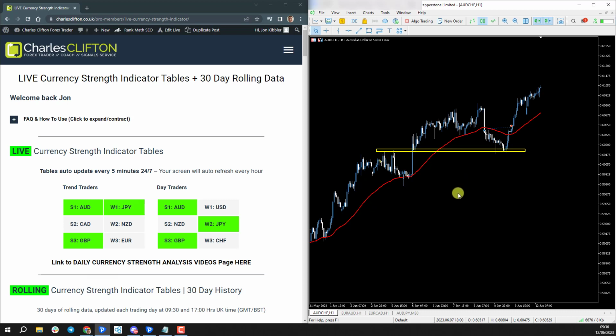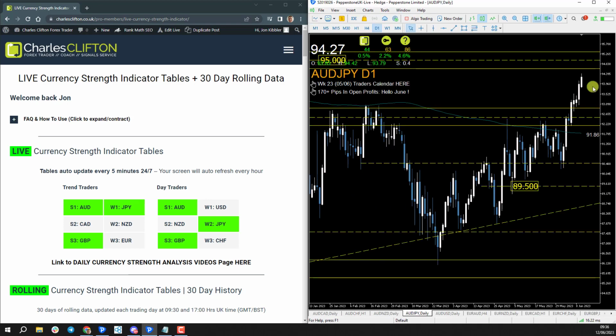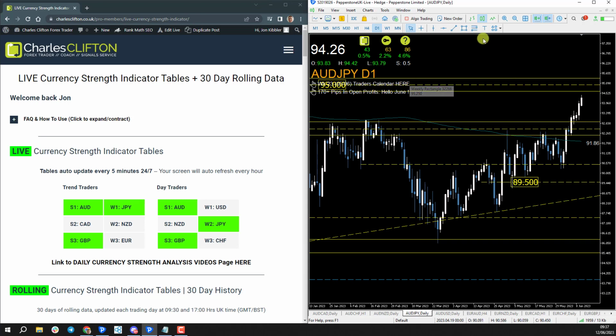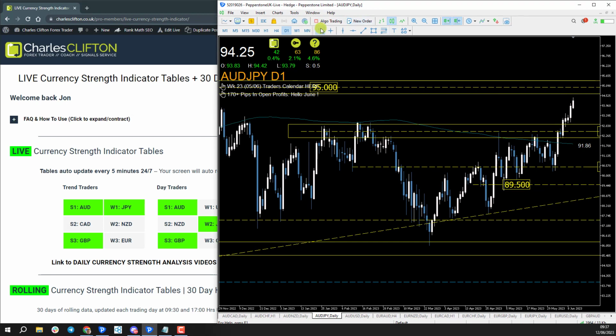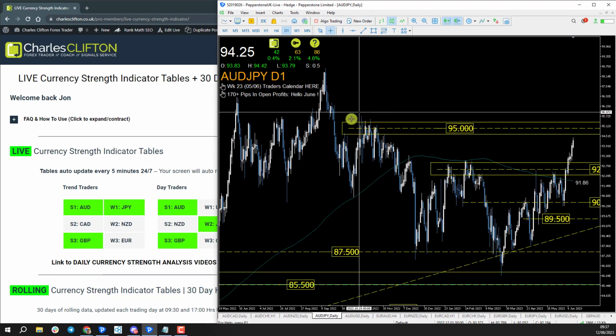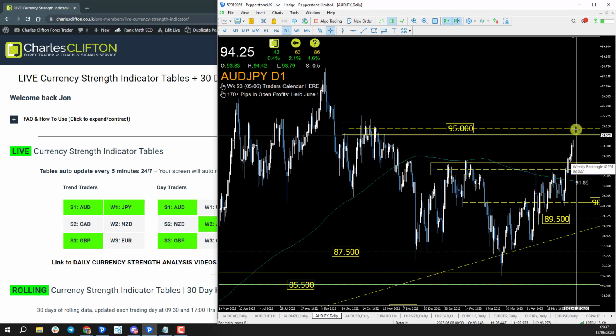I'm just going to flip over to our analysis charts, and I'll see you there in a second. So back on the analysis charts now, just looking at the potential for opportunities here. What we're looking at today is going to be Aussie Yen, because Aussie Yen remains top of the trend traders. Aussie is the strongest on the day traders, with Yen as the second weakest. So Aussie Yen is definitely something we're going to be focusing on, especially because we're targeting this 95 area. If I just open this up a little bit more and zoom out slightly, the 95 area is an area of target for us for being long anyway.